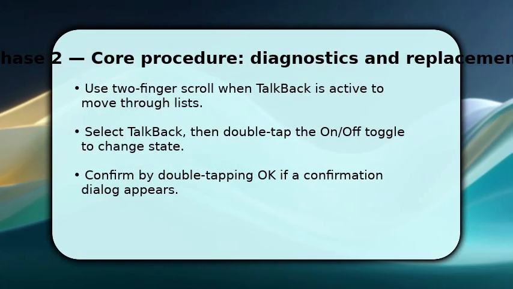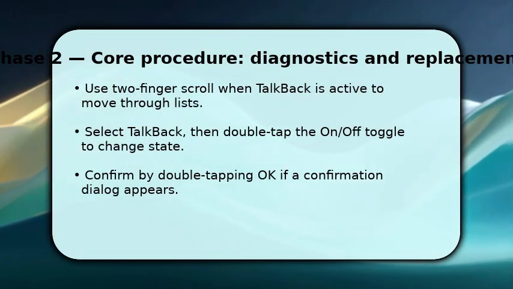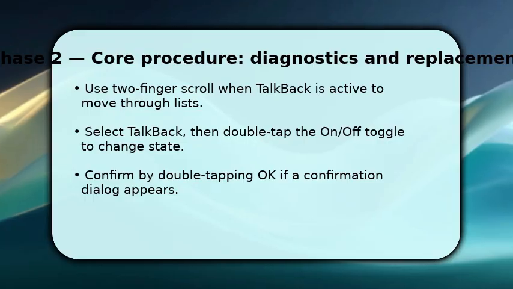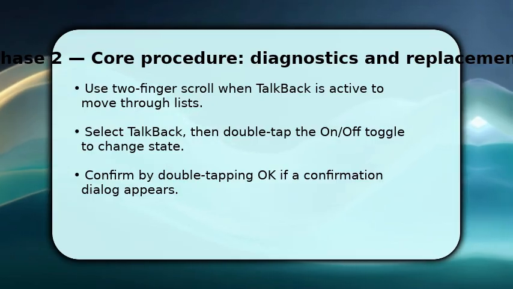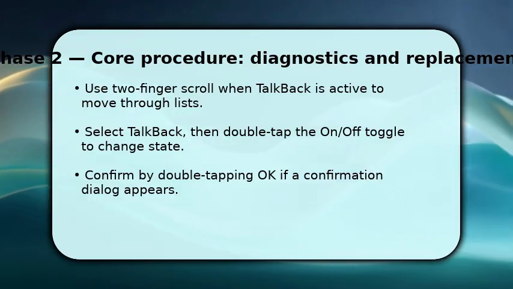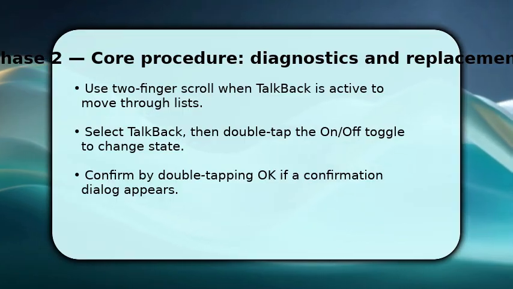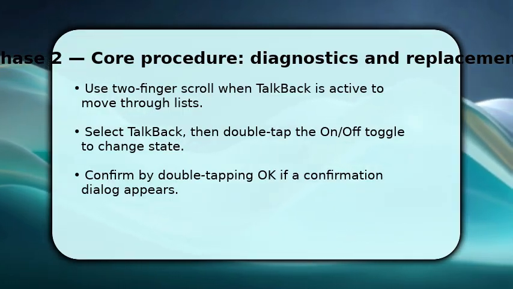Once in accessibility, use 2 fingers to scroll through the list. Talkback requires 2-finger gestures for scrolling. Find Talkback in the accessibility features, then single tap to focus its toggle and double tap to activate the control. This double tap is how you press while Talkback is on.